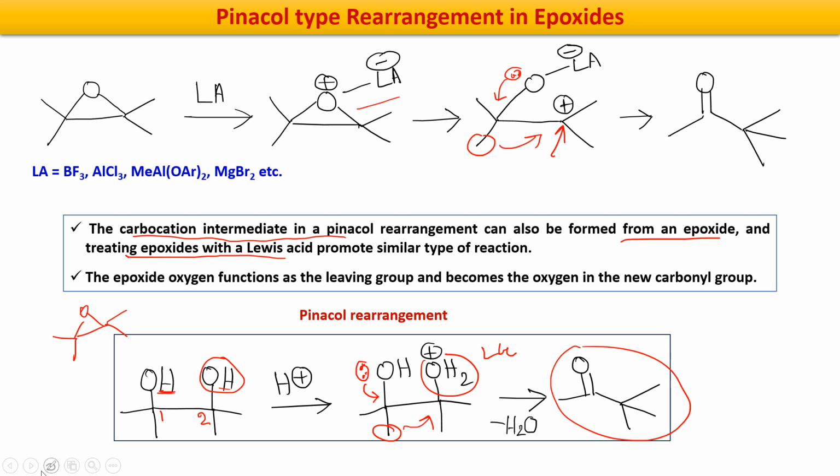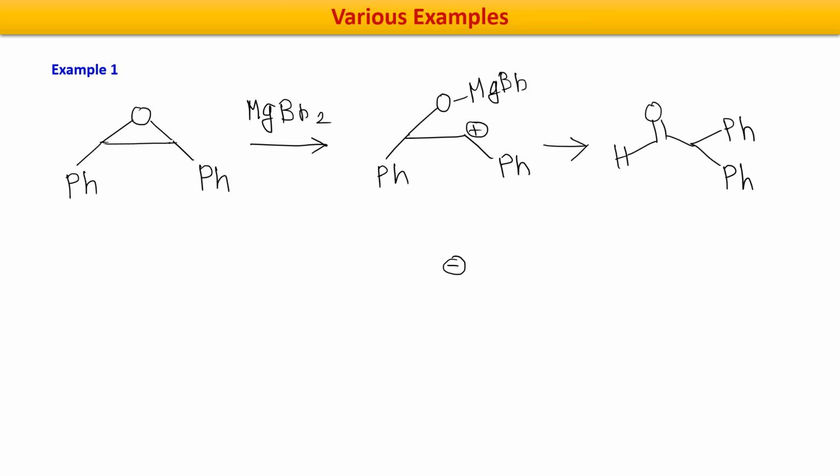Here, if you watch carefully, you will see the epoxide oxygen functions as the leaving group. So this part is removed, this is the leaving group, and this oxygen again becomes the new carbonyl group. The oxygen which is interacting with the Lewis acid is basically retained. There is no loss of oxygen. In Pinacol we have seen that one oxygen is lost in the form of water, but nothing like that here. So this oxygen is the leaving group, and it is also the oxygen in the final product, the carbonyl compound.